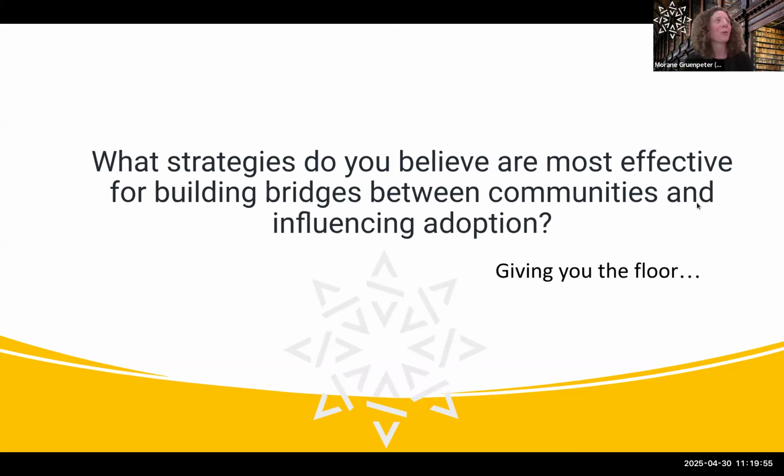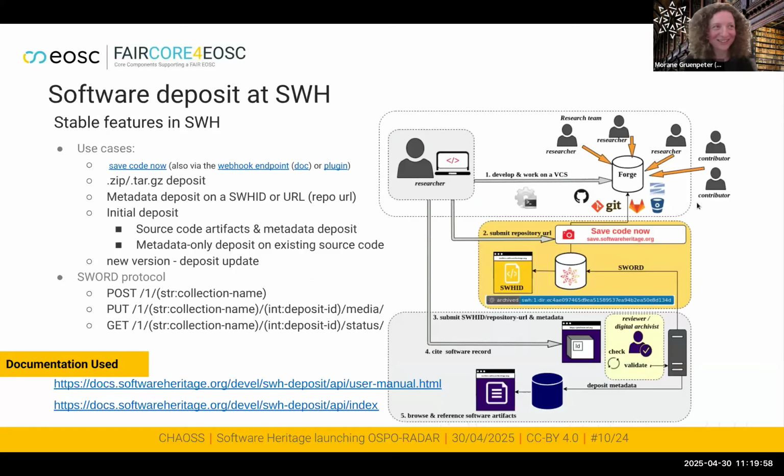technical part. So what I said, it will be technical, the next slide, because this is what we call the software deposit service at Software Heritage. I'm going to walk you through this diagram. We have a researcher. This researcher works in an open platform, in a Forge, in Git, in GitHub, in GitLab, in Bitbucket, somewhere. And this researcher might work with a full team. They can already use Save Code Now, saving the software.